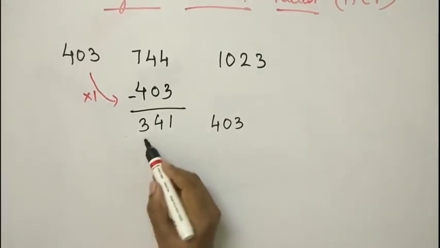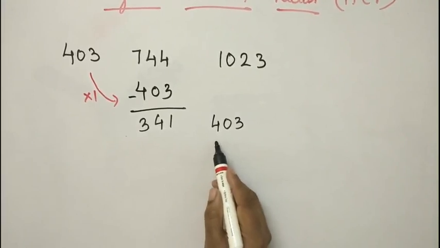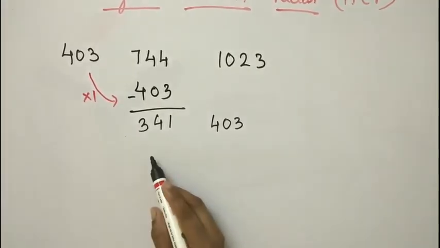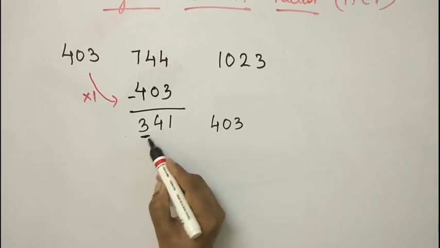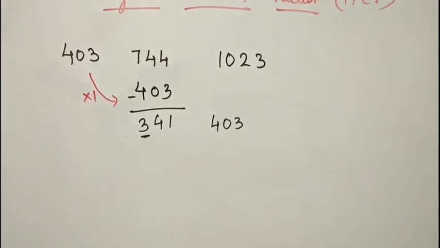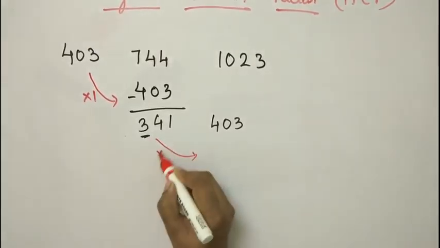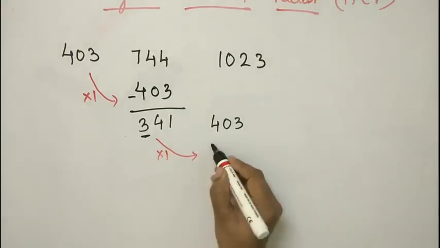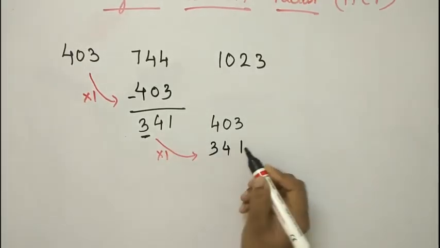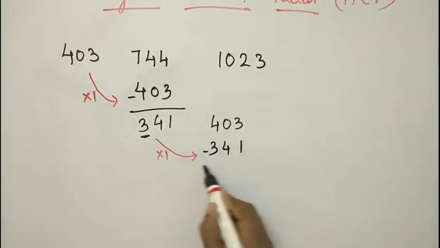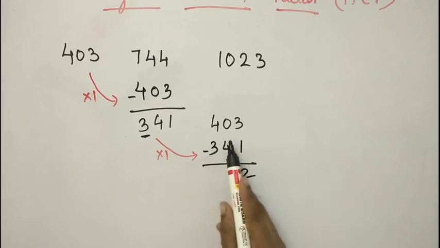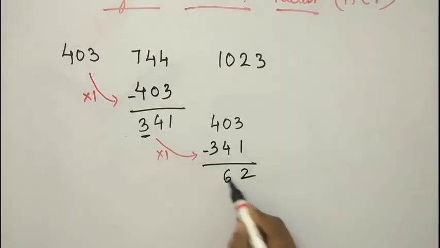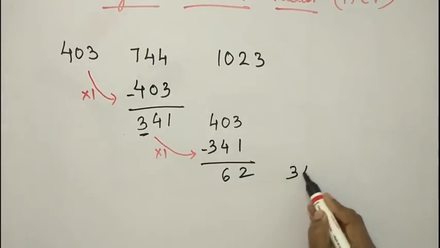Now check in the 3 table where you will get a value less than 4. 3 2s are 6, so it is more than 4. So it is better to take into 1. If you multiply into 1, you will get 341. Now subtract. 3 minus 1 is 2. 10 minus, borrow 1 here, 10 minus 4 is 6. Write down this value here, 341.